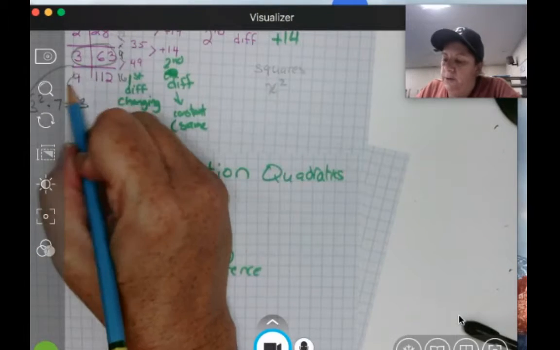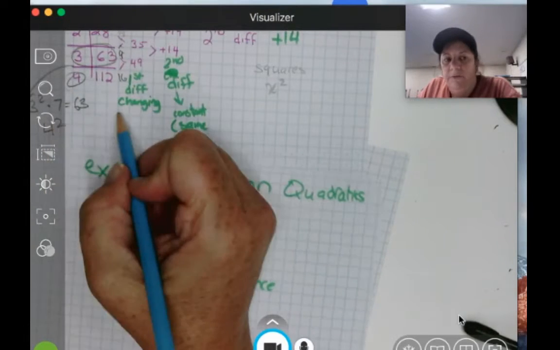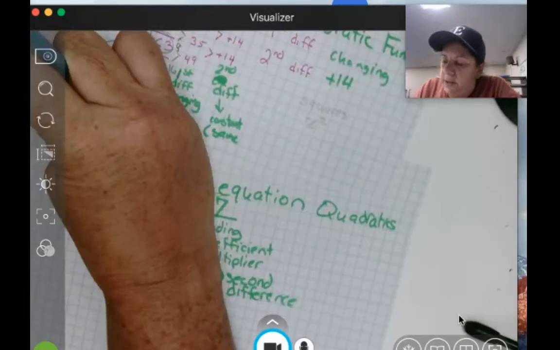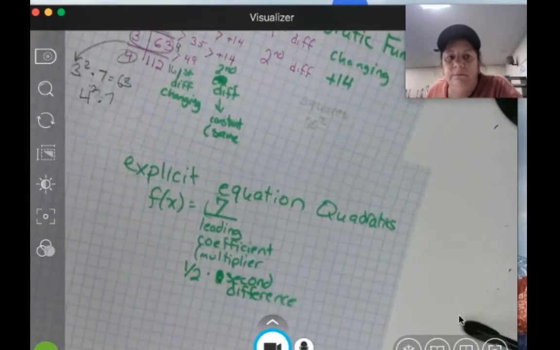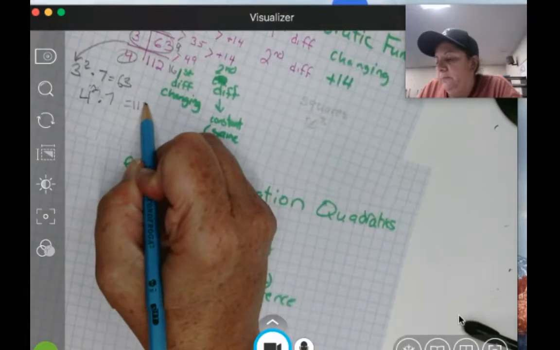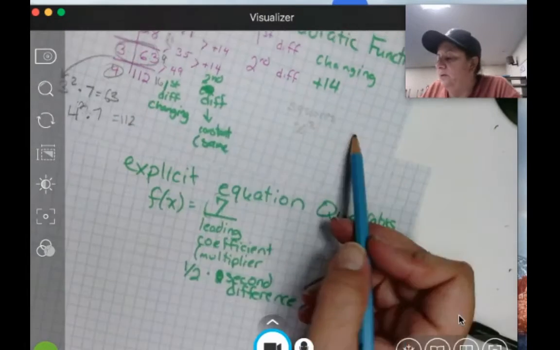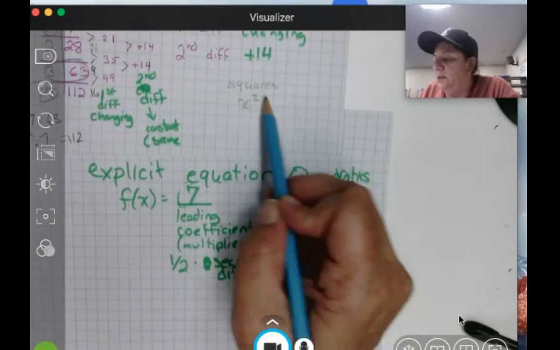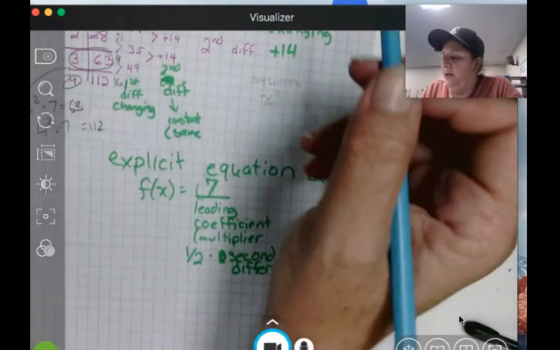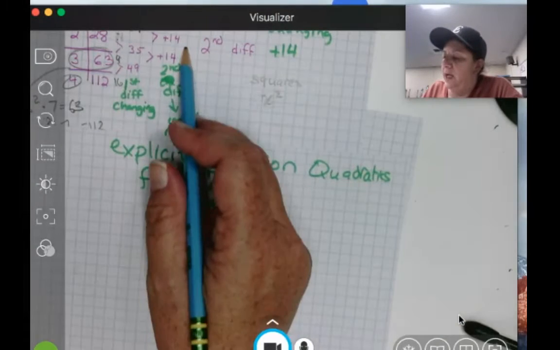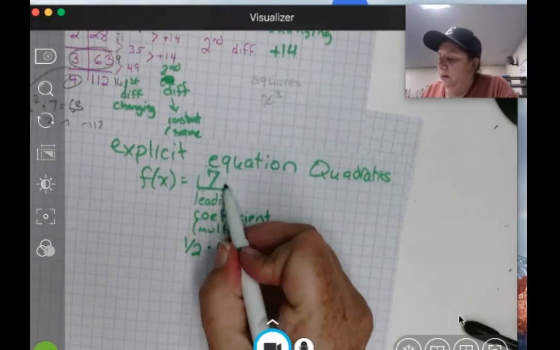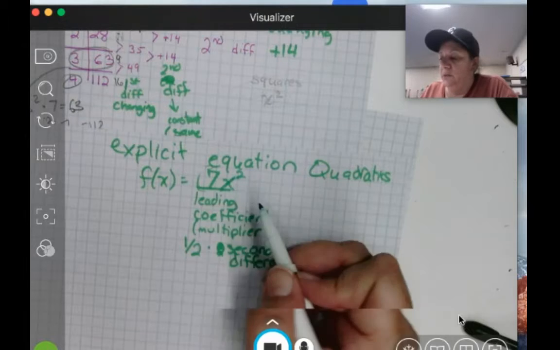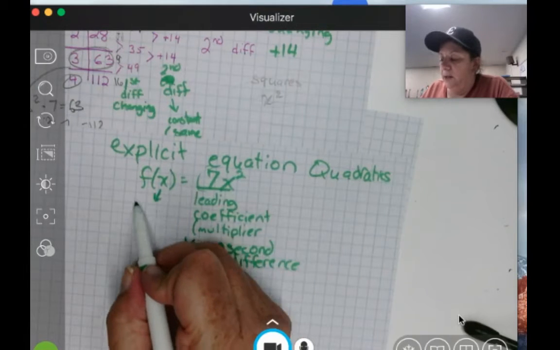And 4 squared, though you may not know this off the top of your head, is 16, and 16 times 7 equals 112. So I was right. It has to do with squares, with x squared, and then 1/2 the second difference. So actually, this equation ended up being 7 times x squared, where x is the term number.